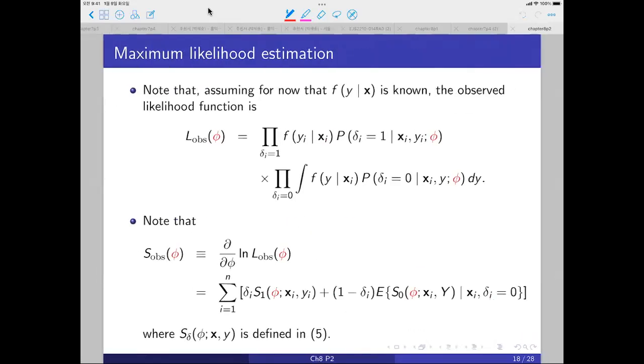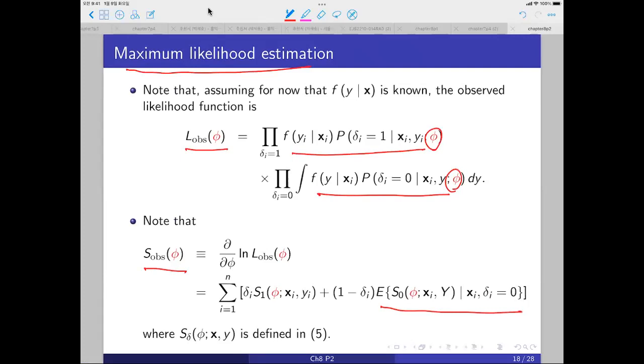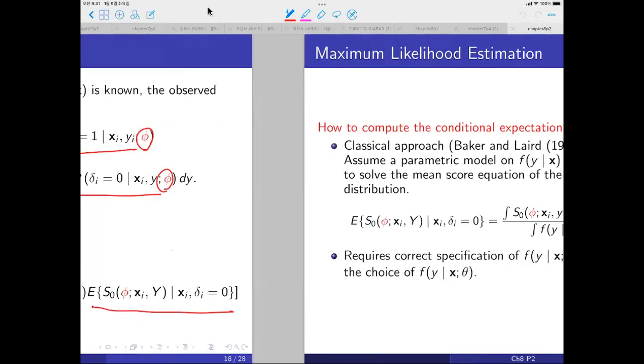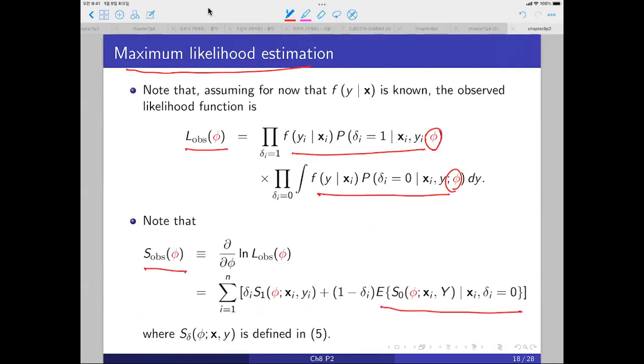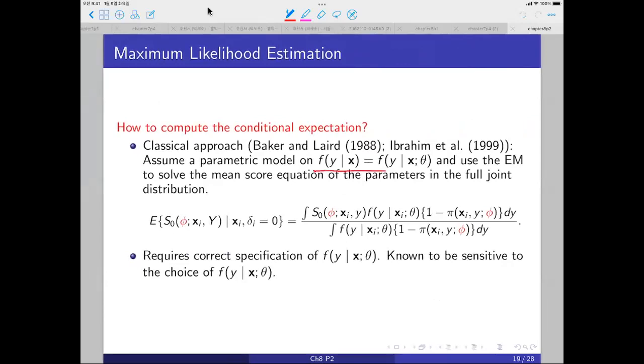So that is a little bit complicated, but the maximum likelihood estimation is conceptually easier. Basically, we just compute the observed likelihood, right? This is the likelihood function as a function of phi, and compute the observed score function. Then at the end of the day you get the conditional expectation of the score function given x and delta equal to 0. How to compute this? Well, the classical approach is to use a parametric model for y given x. That turns out to be sensitive: if this is not correctly specified, then it's not really robust.